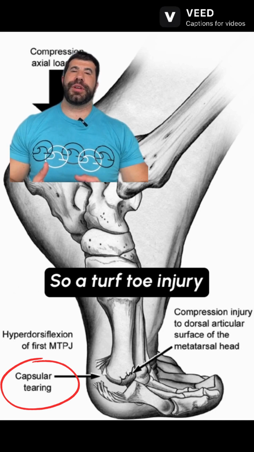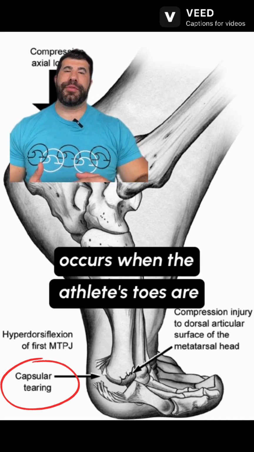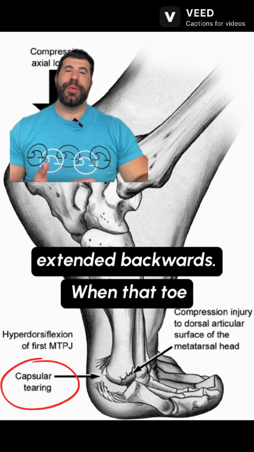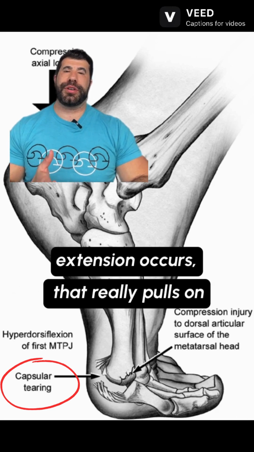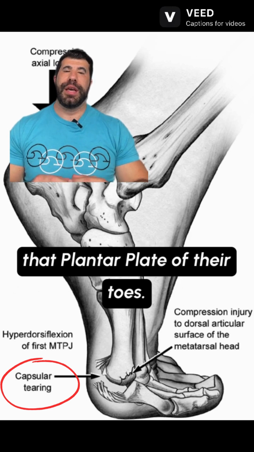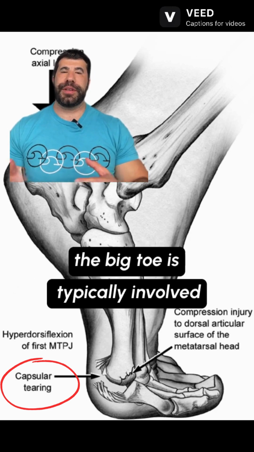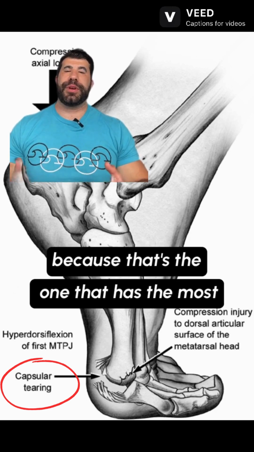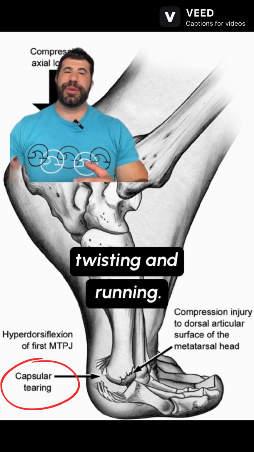So a turf toe injury occurs when the athlete's toes are extended backwards. When that toe extension occurs, that really pulls on and disrupts the bottom bar, that plantar plate of their toes. And again, we talked about how the big toe is typically involved because that's the one that has the most pressure with planting and twisting and running.